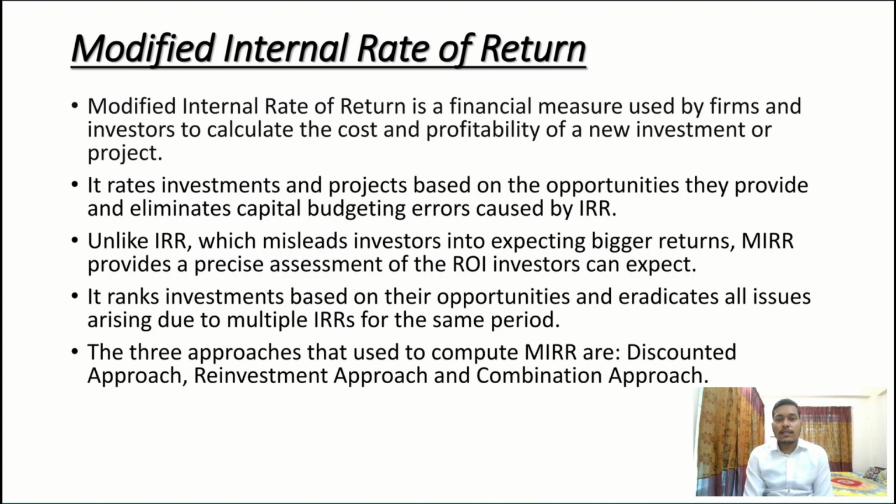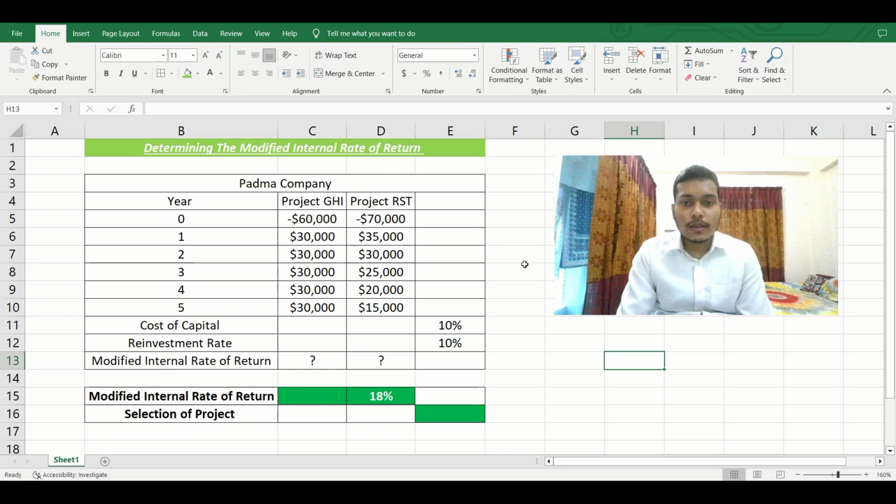Let's move to the Excel sheet to see a live demonstration of the calculation of MIRR. Here you can see on the screen that Podda company has two projects, Project GHI and Project RST. Here $60,000 is the initial investment or cash outflow of Project GHI and $70,000 is the initial investment or cash outflow of Project RST. From year 1 to year 5, these are the cash inflows of Project GHI and these are the cash inflows of Project RST. Cost of capital is given 10% and reinvestment rate is given 10%. We have to calculate modified internal rate of return of both projects.